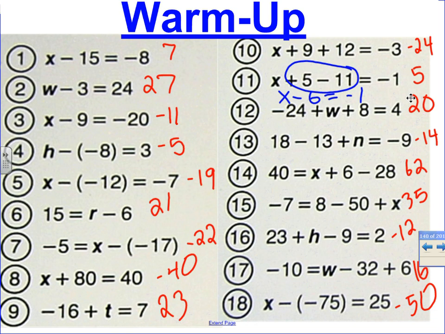Emma M? Number 4. Okay, number 4, 2 negatives back to back is a positive. So this is really h plus 8 equals 3. So then to get 8 to the other side, you subtract it. Yep, 2 negatives back to back is a plus. Okay. Yep. Adam. Okay, pick one.